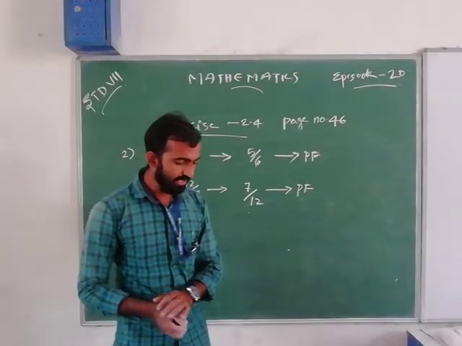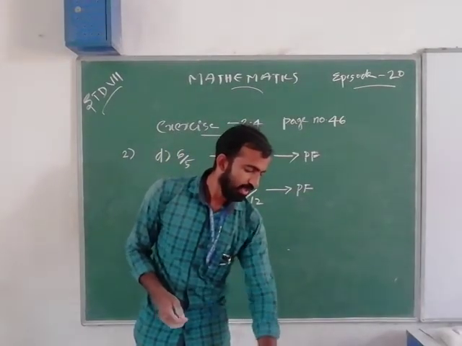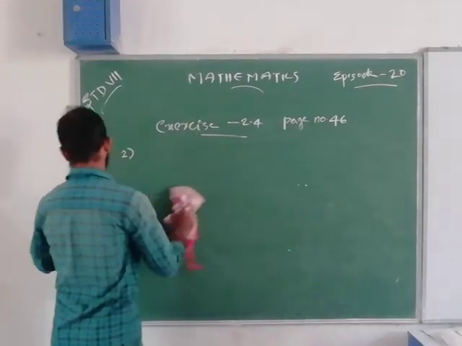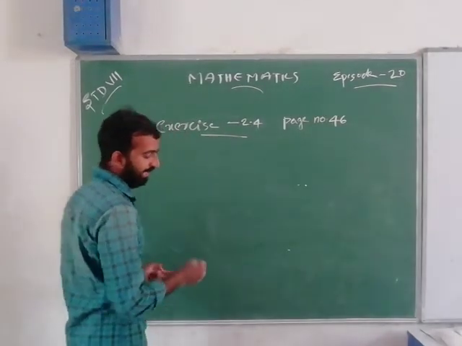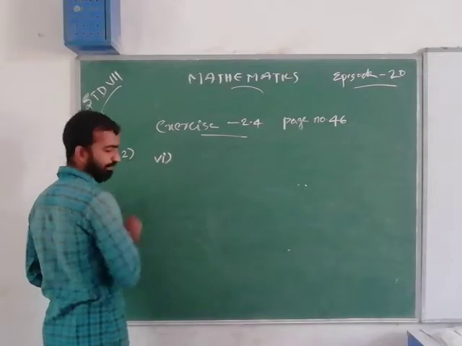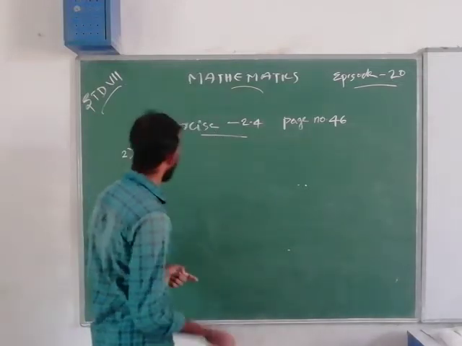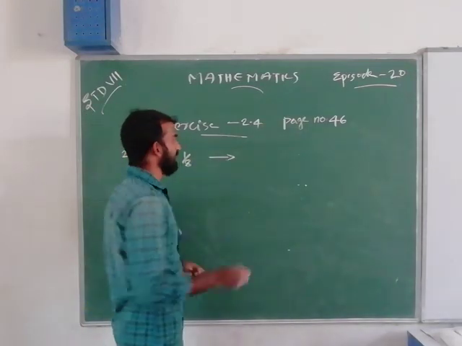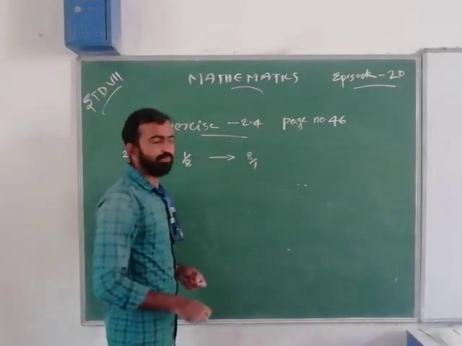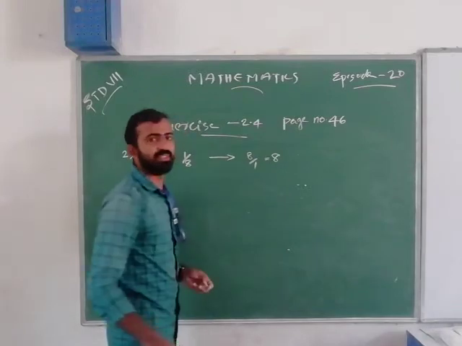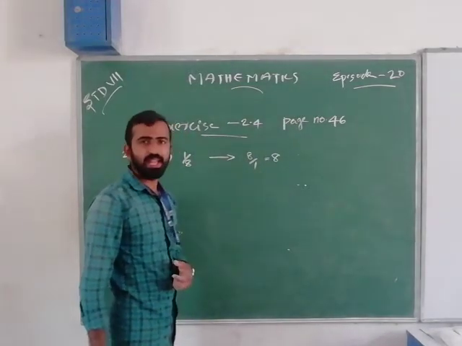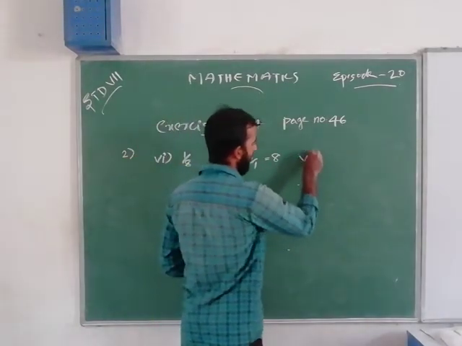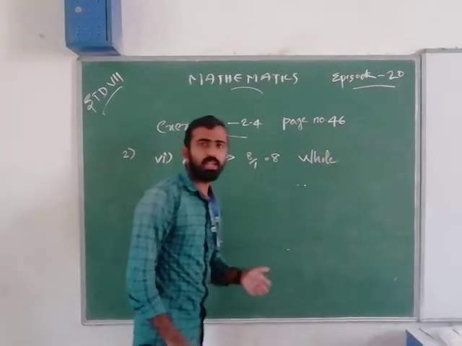And the next question is 1 by 8. Sorry, sixth one, 1 by 8. The reciprocal of 1 by 8 is 8 by 1. That means 8. What is 8? 8 is a whole number.